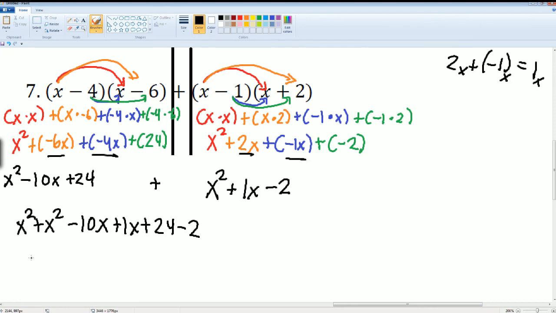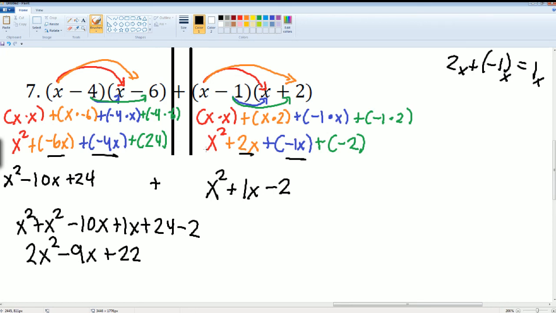X squared plus x squared becomes 2x squared. Negative 10x plus 1x becomes negative 9x. 24 minus 2 gets you 22. Again, this is the answer here. All right, this is a long process. It's not complicated. It's just very long, very tedious. Just two problems basically in one.